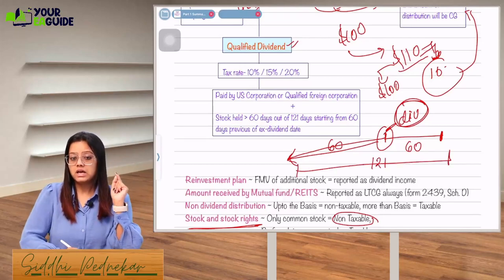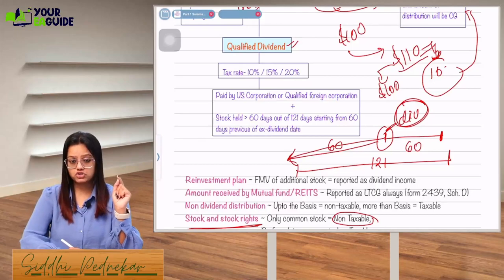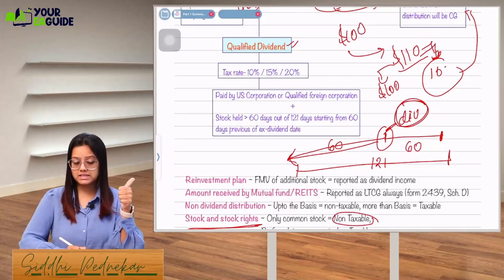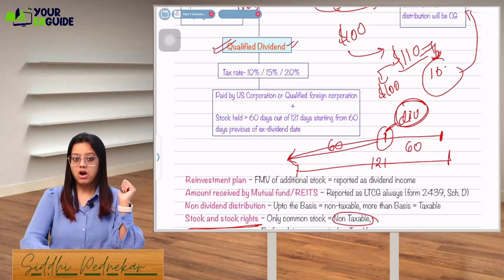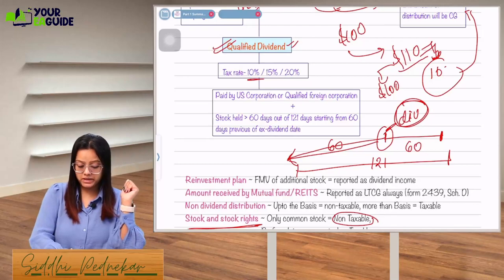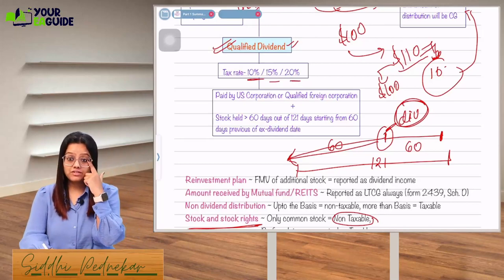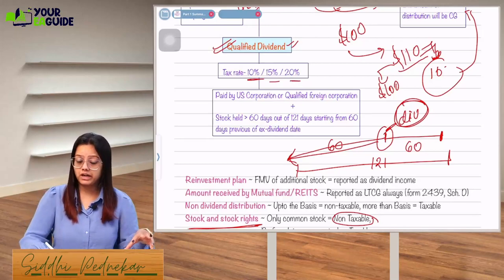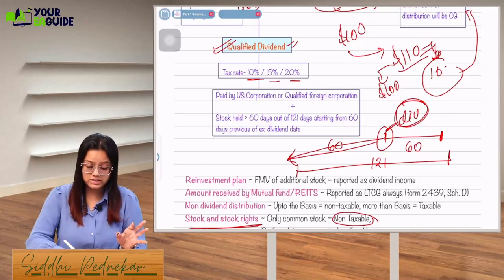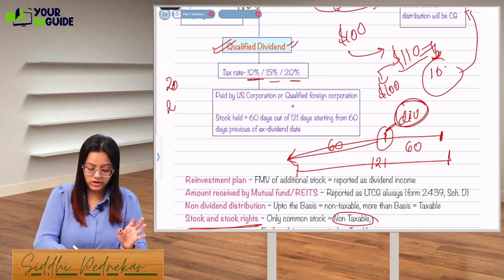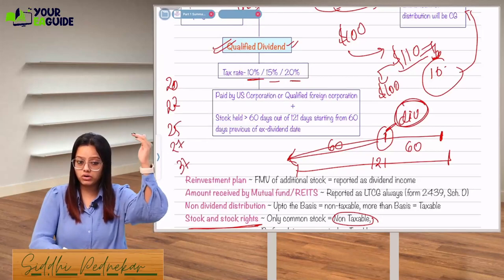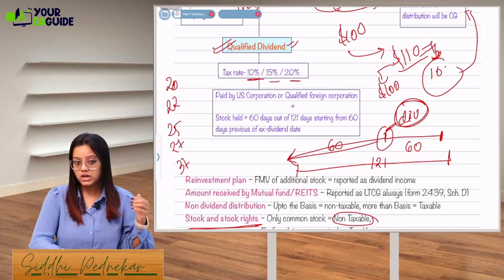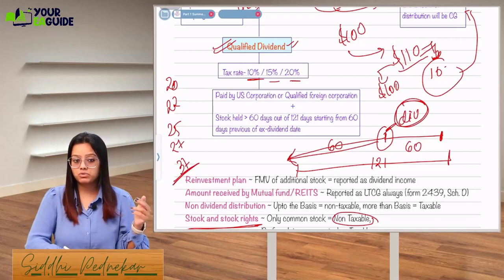Within this 121 days, if you are holding the stock for at least 60 days plus the dividend is paid by a US corporation or a qualified foreign corporation, then it will be called a qualified dividend. On this, the tax rate applicable will be 10, 15, 20. If you have seen the tax slab rate for a normal individual, the slab rates are 20%, 22%, 25%, 27%, 37%. It's a very huge slab rate, which will go maximum to 37%.